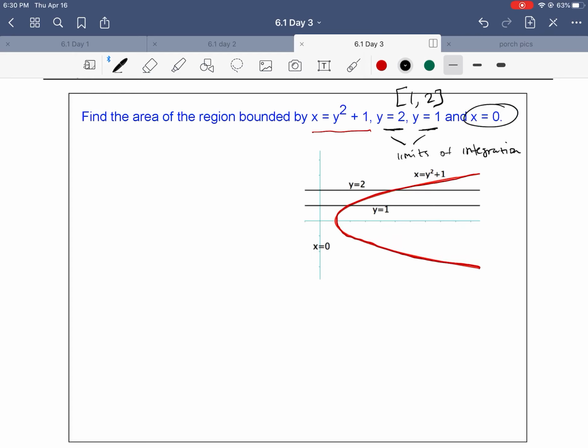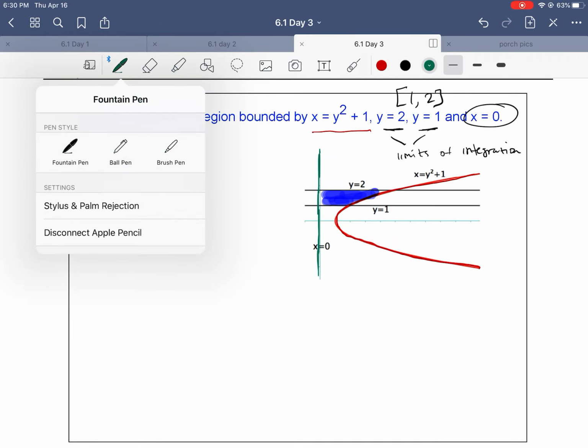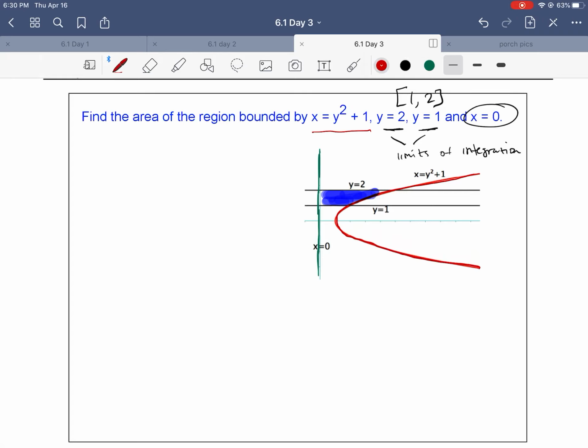Okay. And then the last thing is we're also bounded by x equals 0, which is really just the y-axis, the vertical line at 0. So the space that we're finding the area of is right here. Okay. So now, in that blue highlighted space, we have our right bound, which is the curve. We have our left bound, which is the y-axis, or 0. We have our upper limit, which is 2, and our lower limit, which is 1.